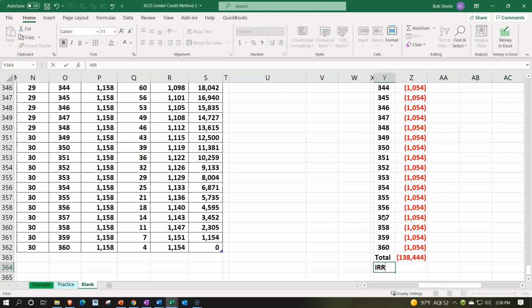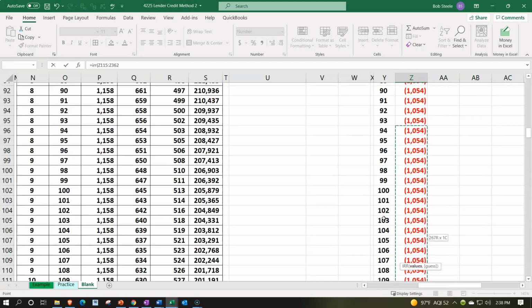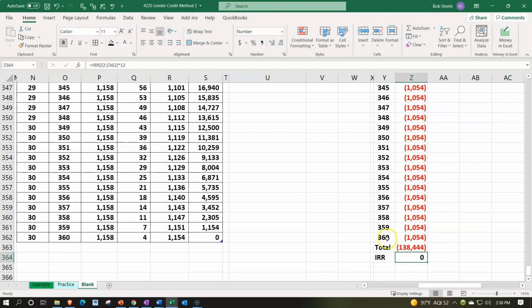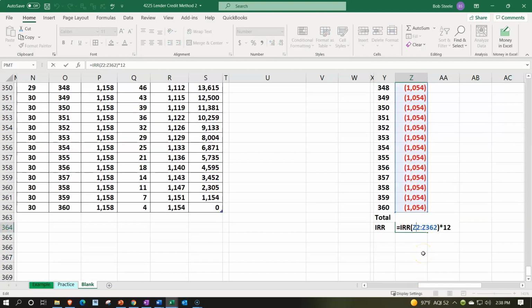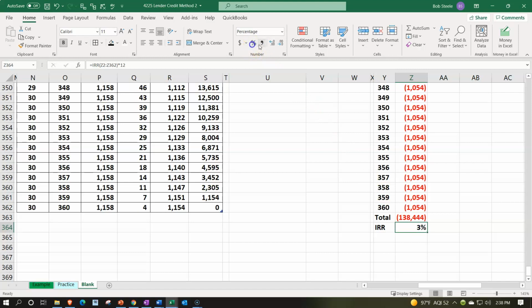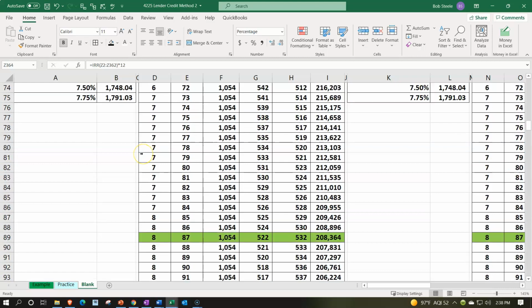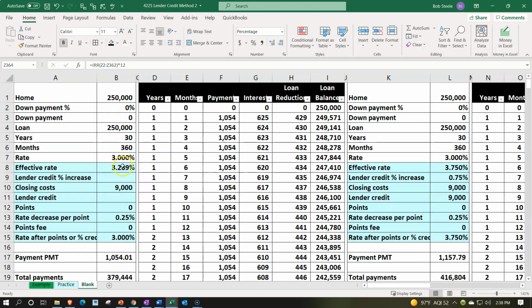And this is going to be the IRR then. The IRR is going to be equal to the IRR, and let's pick this whole thing up. And we've got to multiply it times 12. So this is what the formula looks like. Let's make that a percent and add some decimals. We get to 3.289. So if I go back over, 3.289, that's going to be our effective rate. So we kind of proved our effective rate.